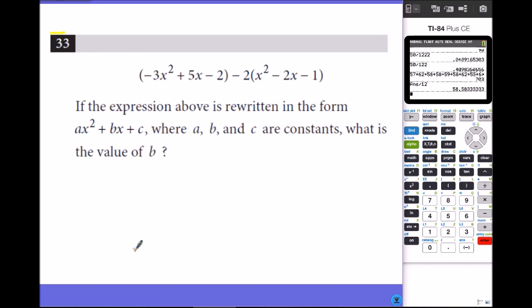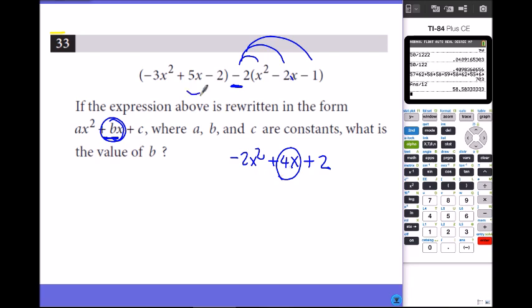33. The expression above is rewritten in the form of a quadratic trinomial where A, B, C are constant numbers. What is the value of P? So we're looking for P. Whenever you have a negative, please be careful and change the signs. So here I get negative 2x squared, and you multiply these two, plus 4x plus 2. Now you combine like terms, but we are looking for the coefficient of x. So 4x plus 5x is 9x. So the coefficient of x will be 9.